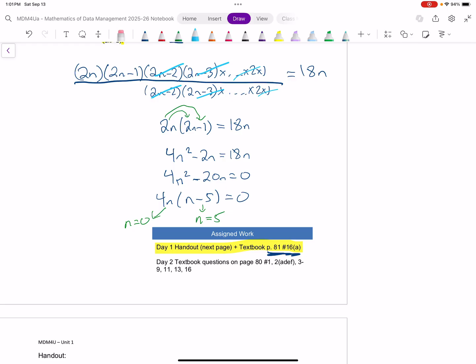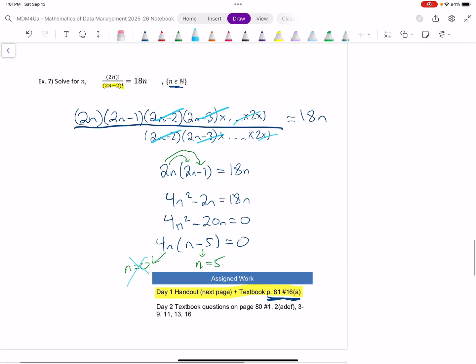The 0 doesn't work in this scenario. If you imagine it, if I had 2n minus 2 and I subbed in 0 for n, I'd end up with minus 2 factorial. That doesn't make any sense. I can't have a negative factorial. So I can't use that one, so my answer here is n equals 5.